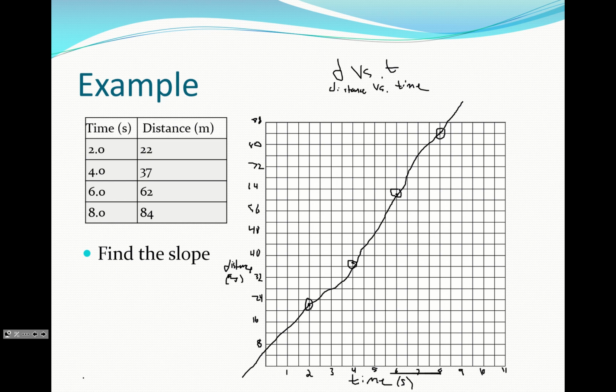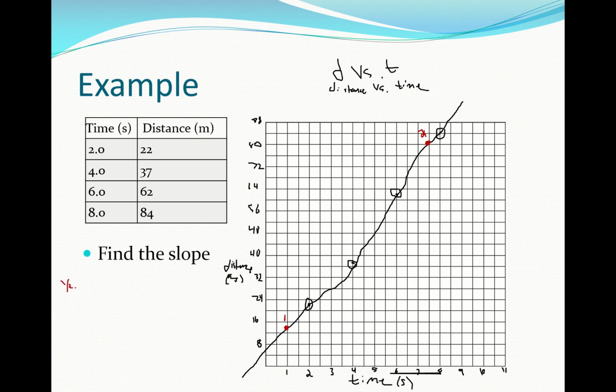Who cares? So now we need to pick 2 points that are easy to estimate. So this one looks pretty easy to estimate because it looks right at an intersection. So that's going to be my point number 2. And then I'm going to start down here and find a good point that's easy to estimate. I could use this one, but I'm going to use this one right here because this is a halfway point, so that's really easy to estimate as well. So I'm going to use those 2 points.